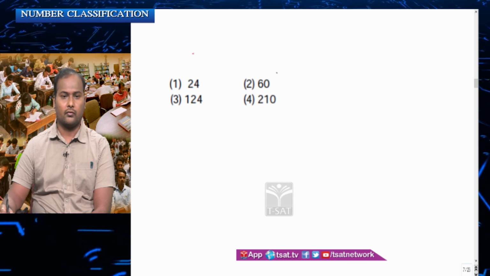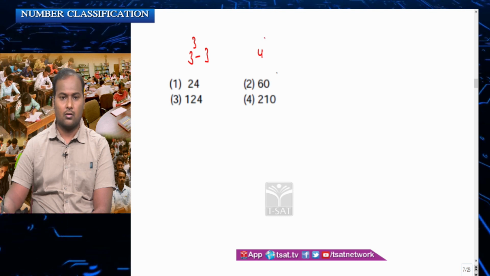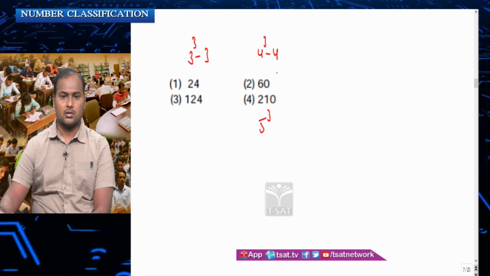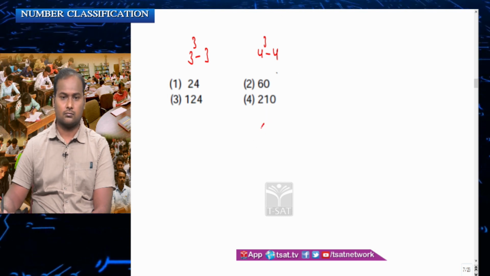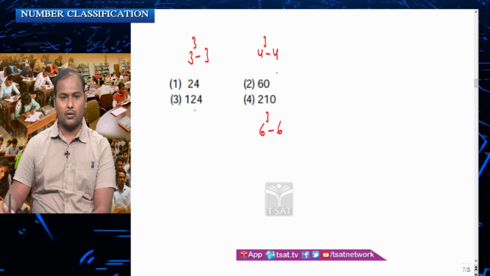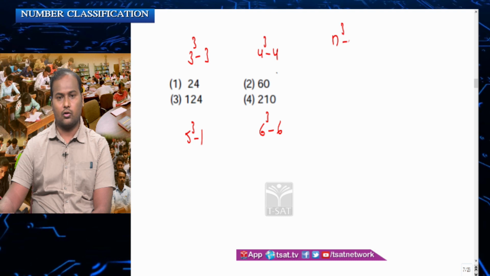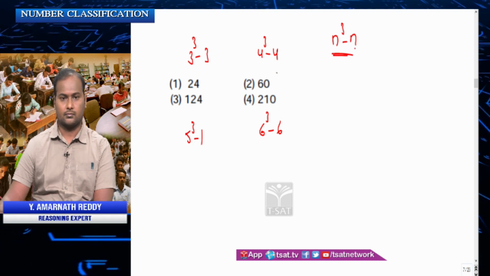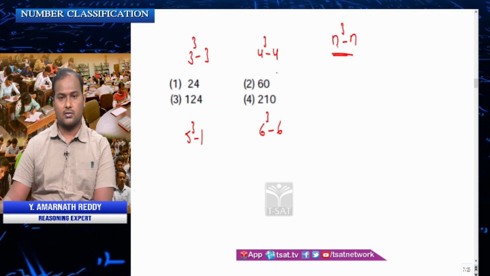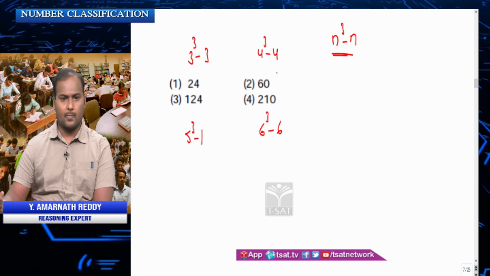24, how can I write 24? 3 cube minus 3. 60, 4 cube minus 4. 210, 6 cube minus 6. The same way 124. See, 124 I can write as 5 cube minus 1. So the format is n cube minus n. We need to remember this. This is very, very important, that the formats of n cube minus n and n cube plus n and all the values near to cubes you should remember.